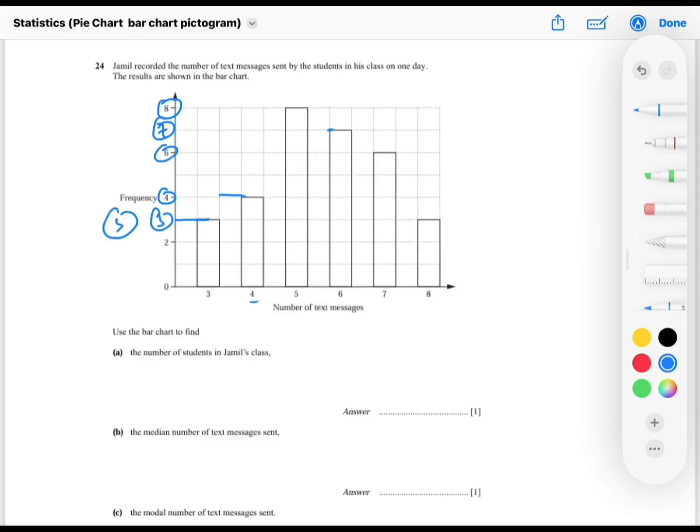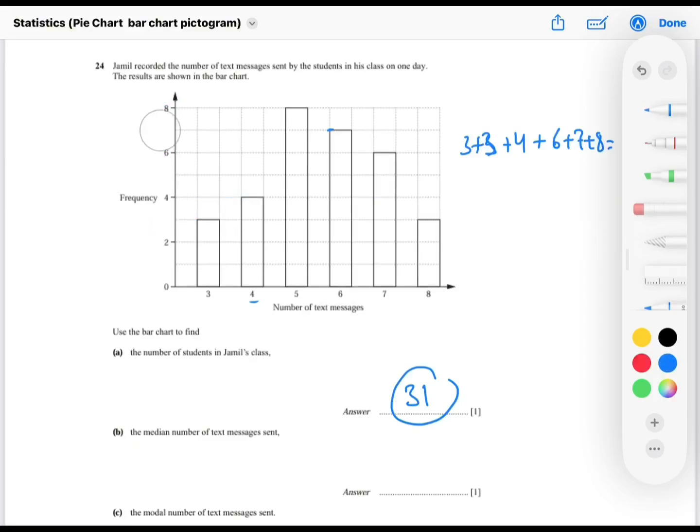So we need to add these all, because this frequency represents the number of students that have sent the messages. So we have 2 times 3, then we have 4, then we have 6, 7, and then 8. So 3 plus 3 is 6, 6 plus 3 is 9, 9 plus 4 will be 13, 13 plus 6 is 19, 19 plus 7 will be 26. So let me calculate in case I make a mistake here. 31. So we got 31, a total of 31 students. The answer to the first part is 31. I hope everything is clear. So we have to see how many students sent text messages, so we have to add them all. So we will get the frequency.